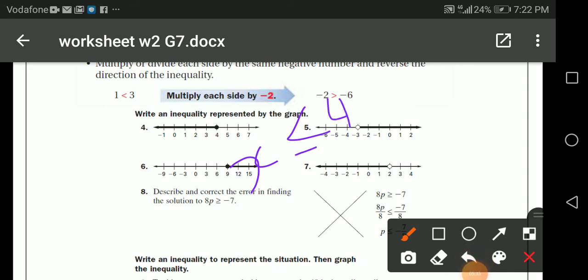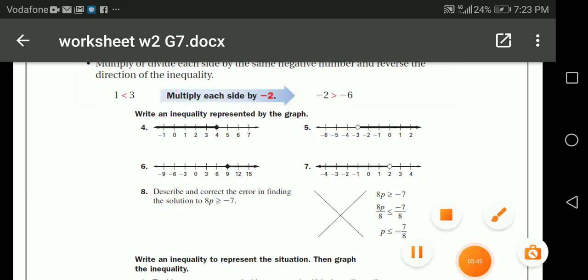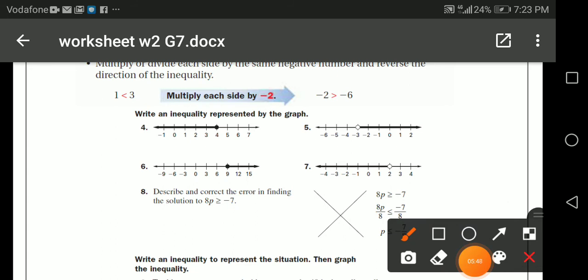Why, guys? The circle is closed, so I'm having equal to. And why less than? Because we go to the left. All x values here are less than this 4. What about this one? It will be very easy for you. I need to know the x value. Okay, and the circle here is open, so I don't have equal to.